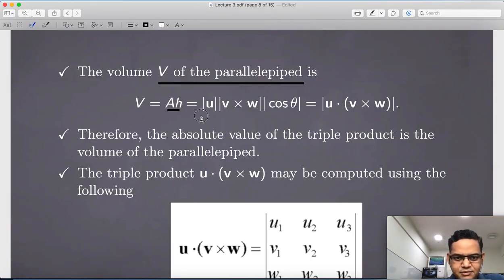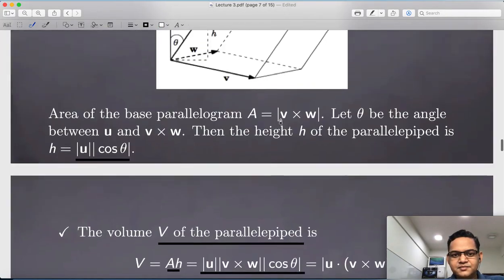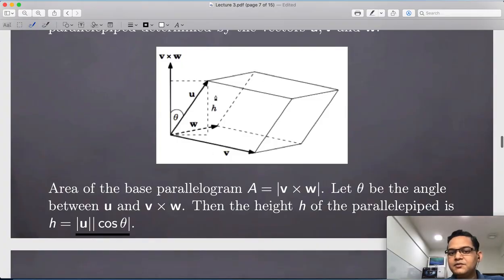Now what is this number? If you look closely and use your knowledge of the dot product, just recall that the dot product of u and v, in modulus, was just mod u, mod v and cosine theta. This is exactly what we have. One vector is u here, the other vector is v cross w. So mod of one vector, mod of the other vector, and then cos theta. So this scalar triple product, in its magnitude, or I should say in its absolute value, because this is just a number, is telling you the volume of this parallelepiped.